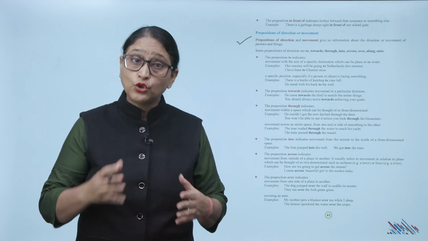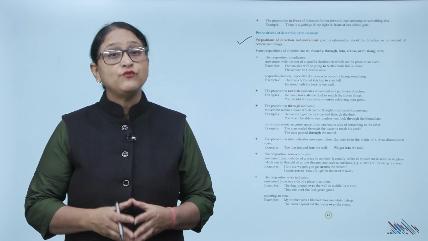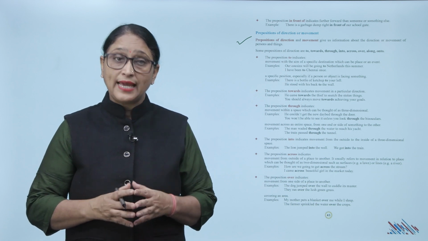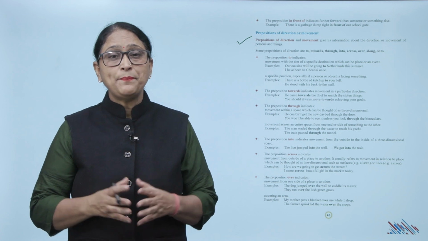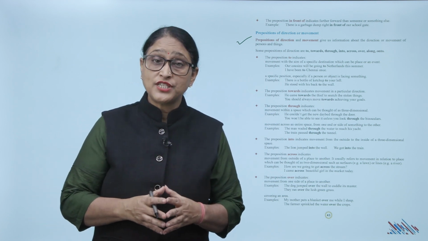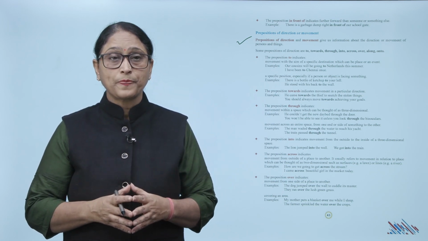The preposition through indicates movement within a space which can be thought of as three-dimensional. Examples, he couldn't get the new daybed through the door. You won't be able to see it unless you look through the binoculars.